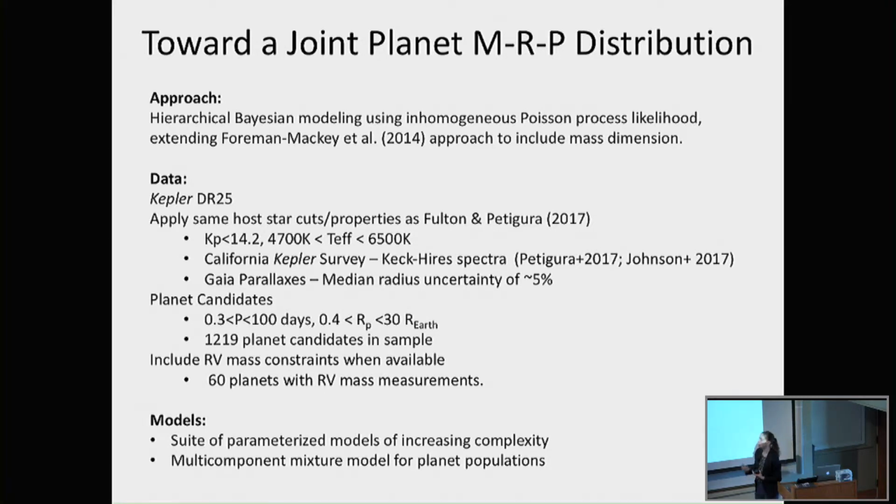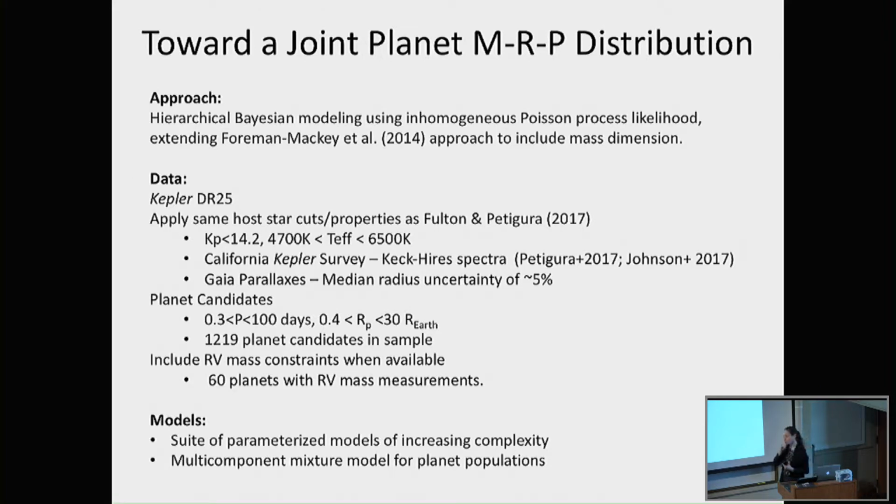Those, combined with Gaia parallaxes, give median planet radius uncertainties of less than 5%. In our sample, we're focusing on planets with orbital periods shorter than 100 days. This clean sample of Kepler planet candidates with well-characterized host stars amounts to a bit over 1,200 planet candidates, and roughly 60 of those have some radial velocity mass constraints that we're folding into our analysis when available.